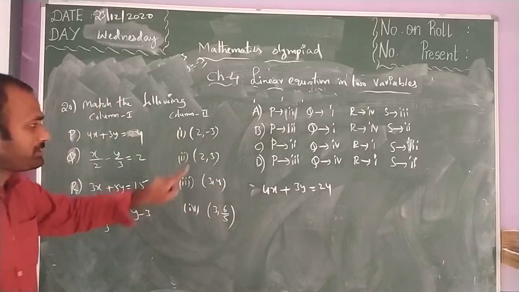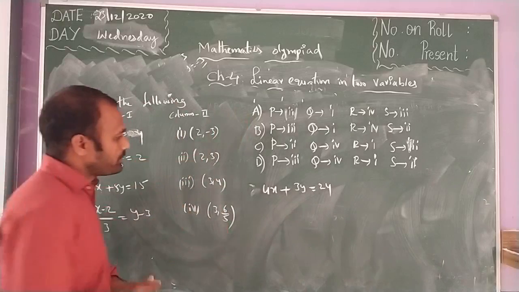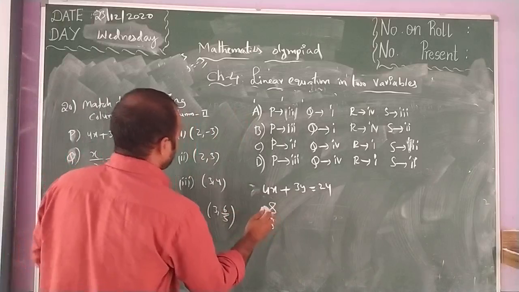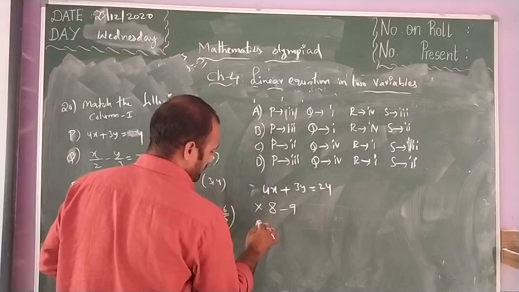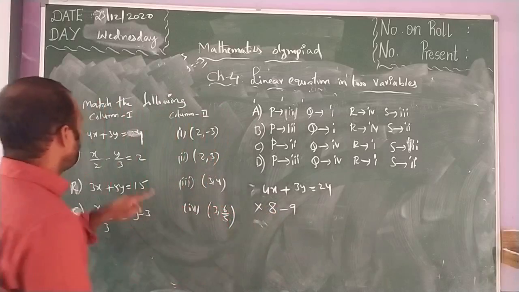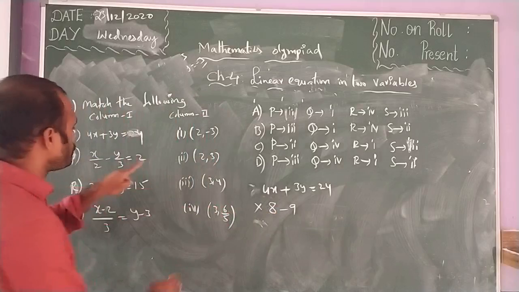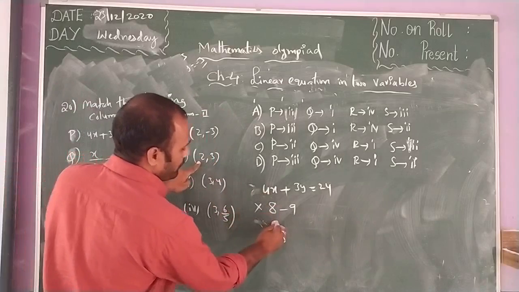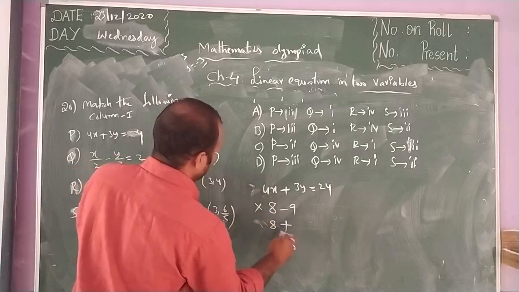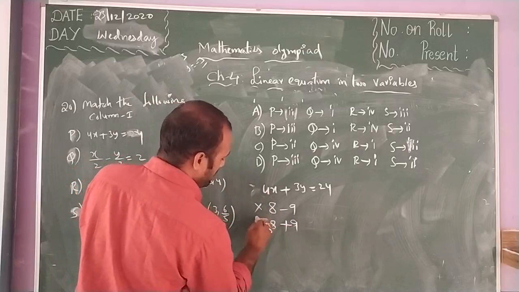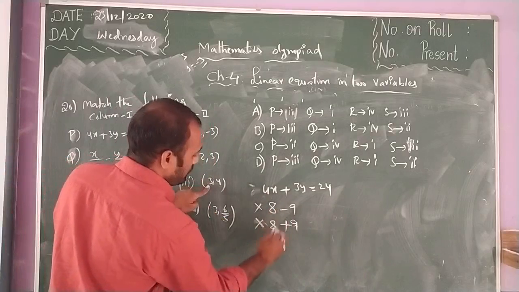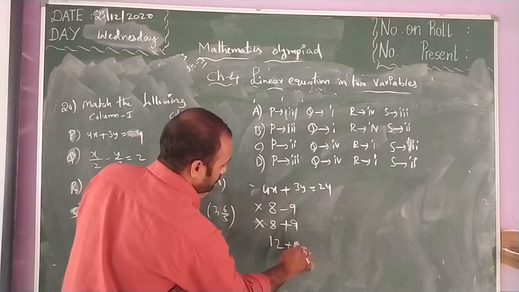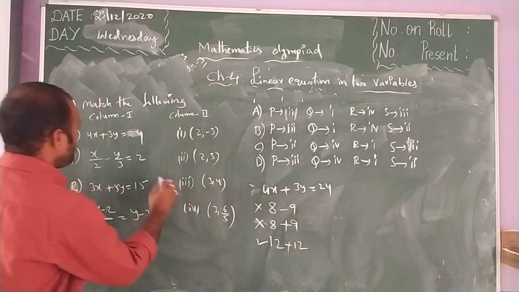I am taking the first option, 2. 4 2s are 8, 8 minus 9, so it is not satisfied. Second option: 4 into 2 is 8, 3 into 3 is 9, 8 plus 9, also not satisfied. Third option: 4 into 3 is 12 plus 4 into 3 is 12, satisfied. So option C is correct.